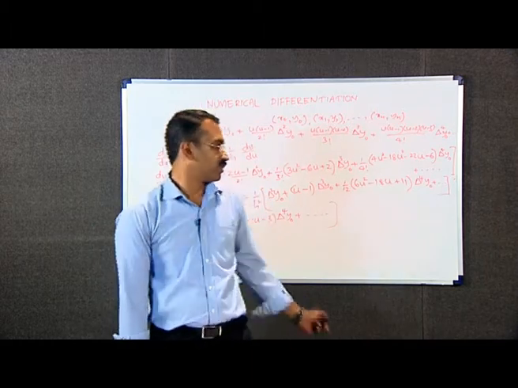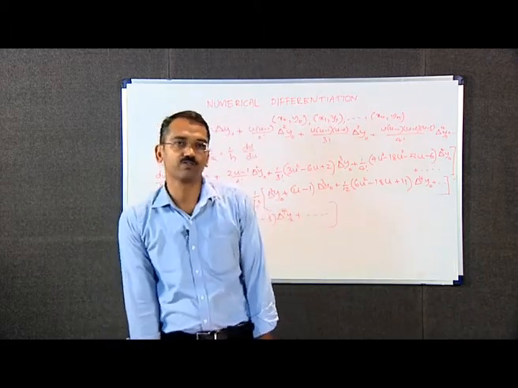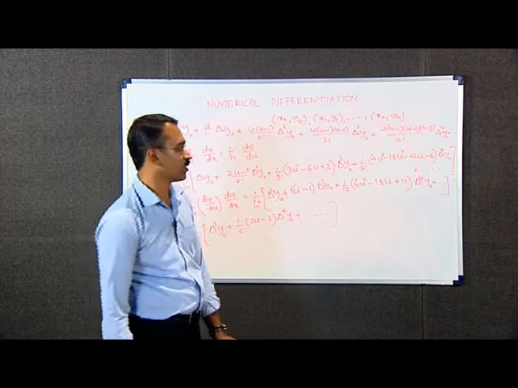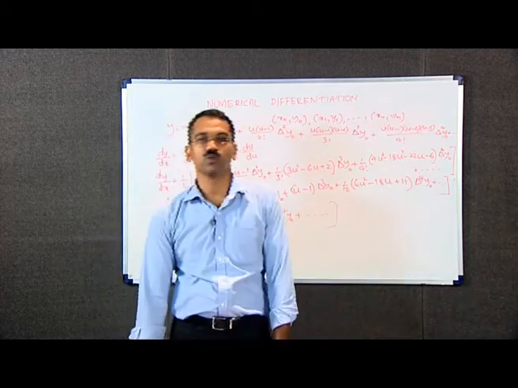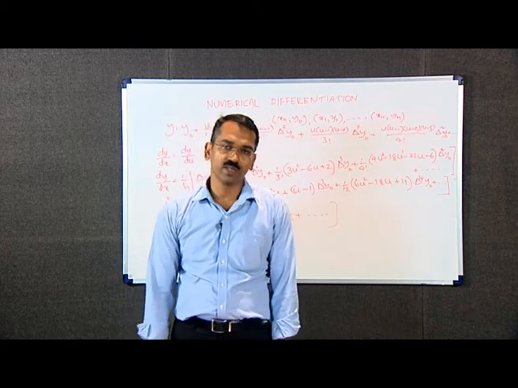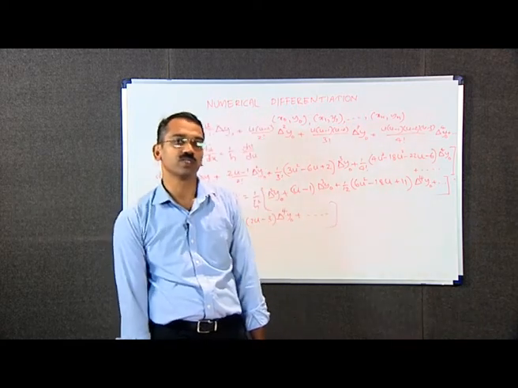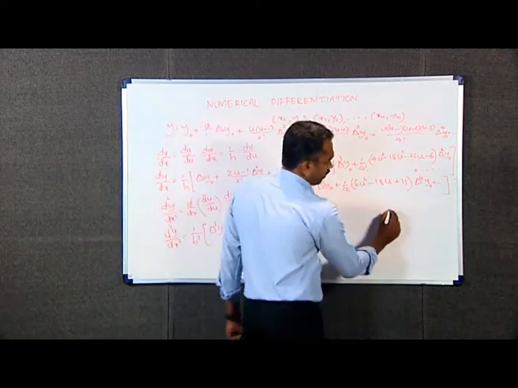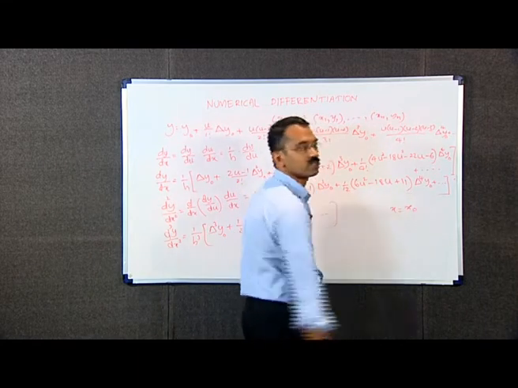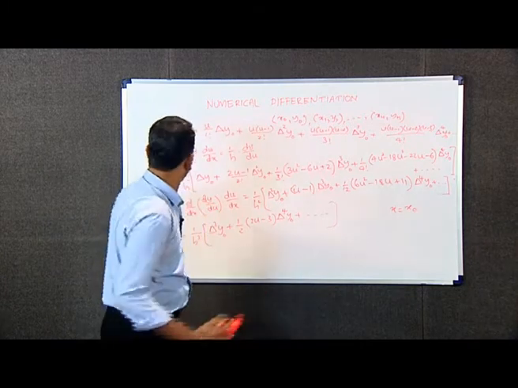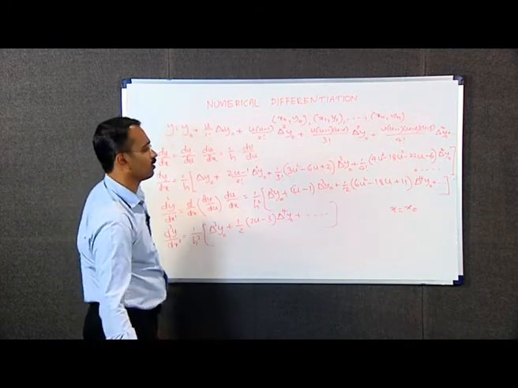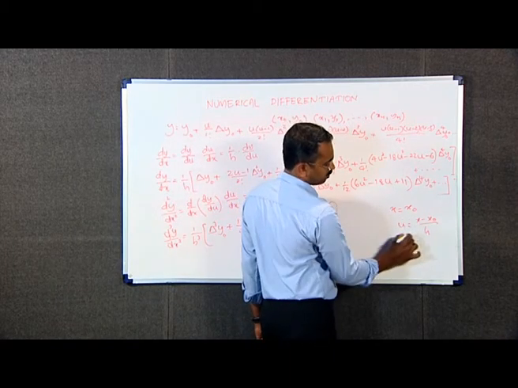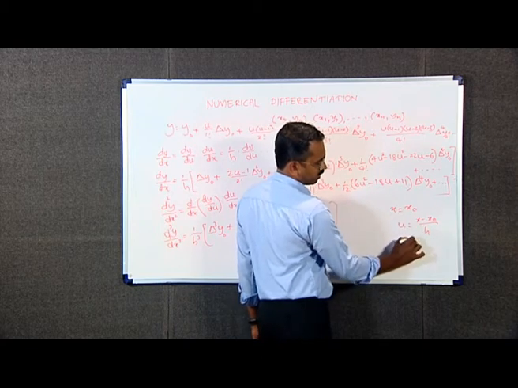These expressions for derivatives may be used to find the first three derivatives of y at any point x equal to x k, where x k is lying between x naught and x n, or x k is very close to x naught or x n if it lies outside the range x naught comma x n. When x equal to x naught, these three formulae will become dy by dx at x equal to x naught. If x equal to x naught means u will become 0, because u is x minus x naught divided by h. If x equal to x naught, u will become 0.